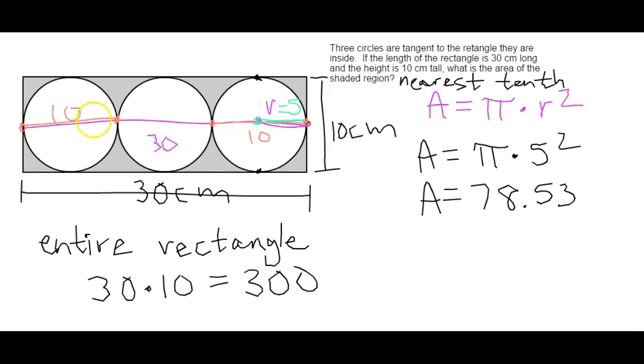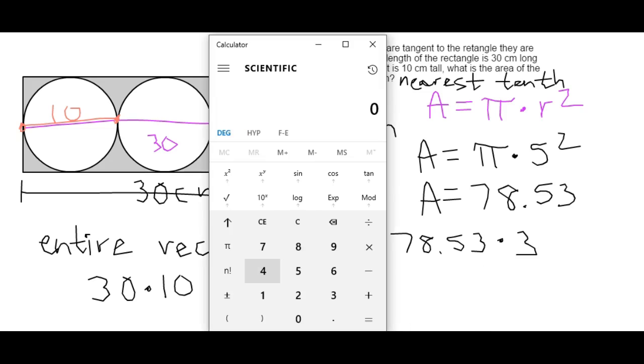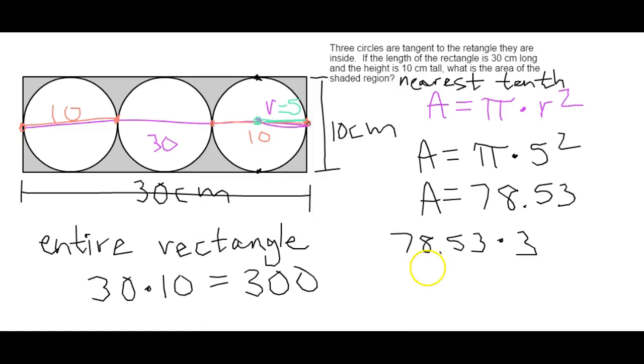Now this is the area for only one circle. Since there are 3 circles, if we multiply this by 3, that would tell us the area of all the circles together. We could also add them. We could say 78.53 plus 78.53 plus 78.53. So 78.53 times 3 is 235.59.